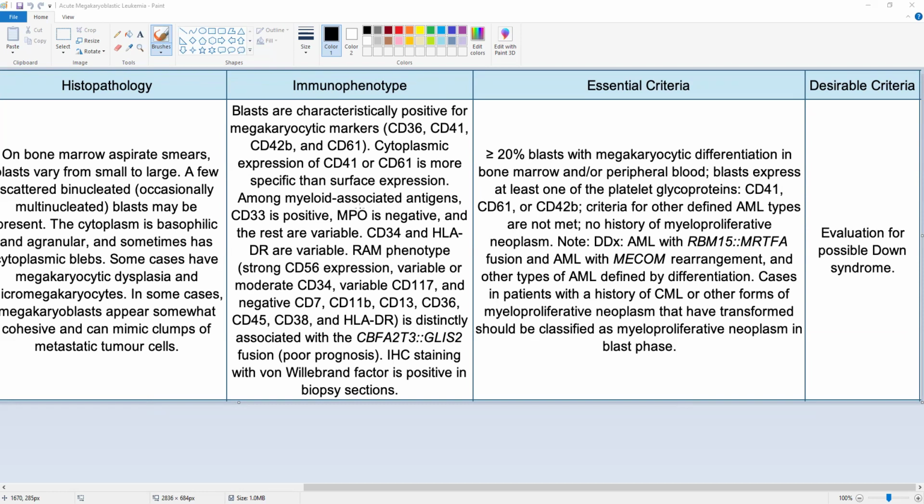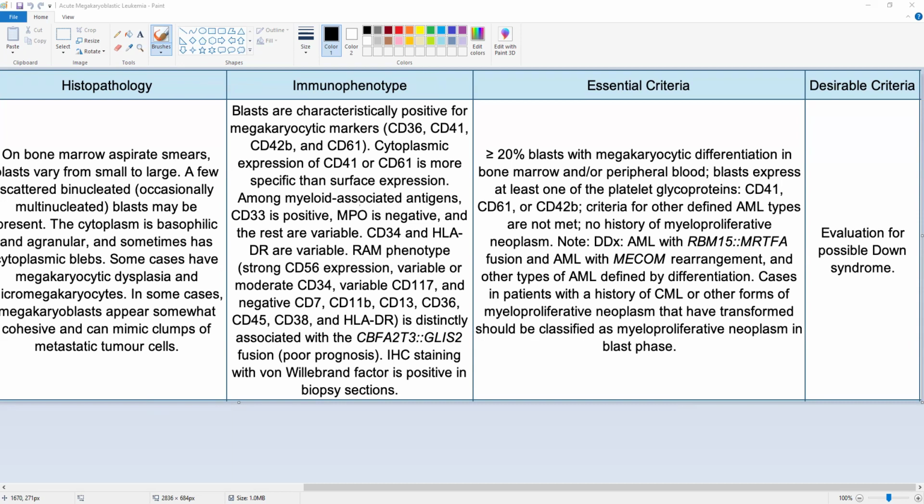Among myeloid-associated antigens, CD33 is positive, MPO is negative, and the rest of the myeloid markers are variable. CD34 and HLA-DR are variable as well. And then we do have what's called the RAM phenotype, and RAM stands for the initials of the first patient in which this phenotype was identified.